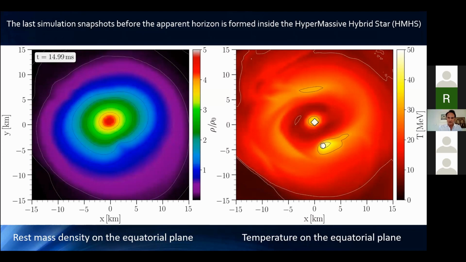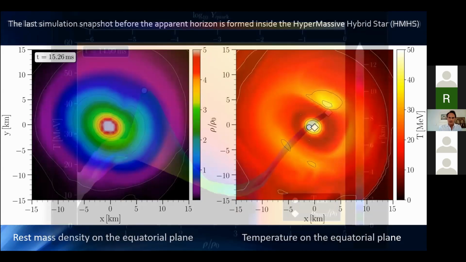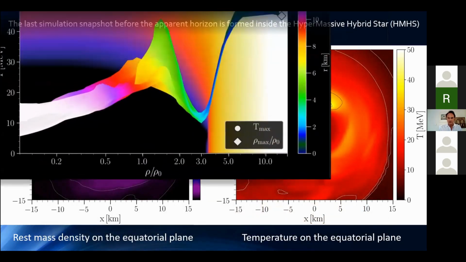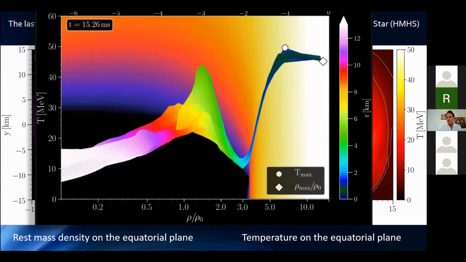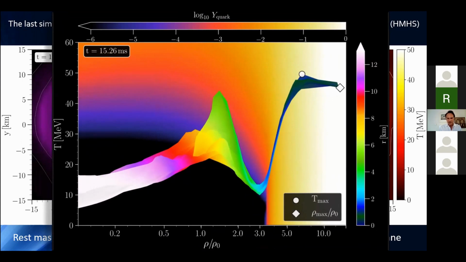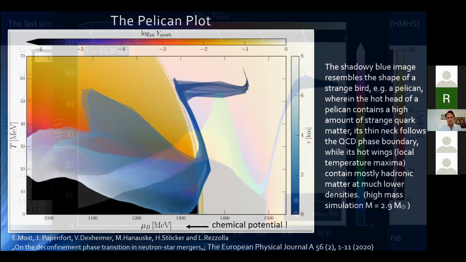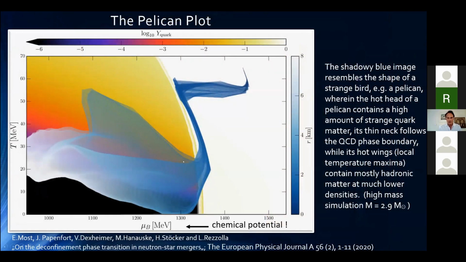So again, just before merger, we get an increase of temperature in the interior when it enters the Hadron-Quark phase transition. This looks like that. And then just right before collapse, it looks like that. You can also plot this not as temperature versus density, but temperature versus chemical potential. And then it looks like a kind of bird, where you have the neck here and the head here.